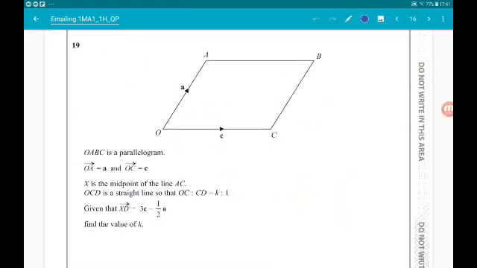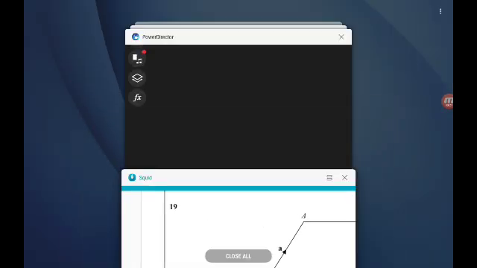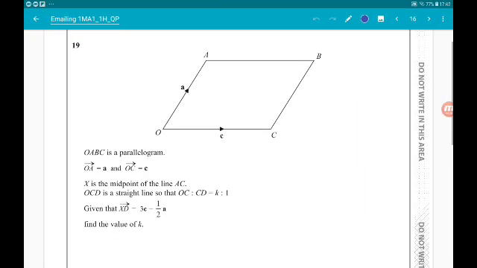Okay, this one really is number 19. I can count. Okay, so O, A, B, C is a parallelogram. O to A is little a, and O to C is little c. So, by the way, it's vectors playlist down below. X is the midpoint of the line AC.